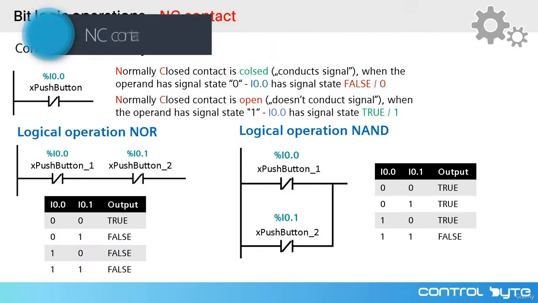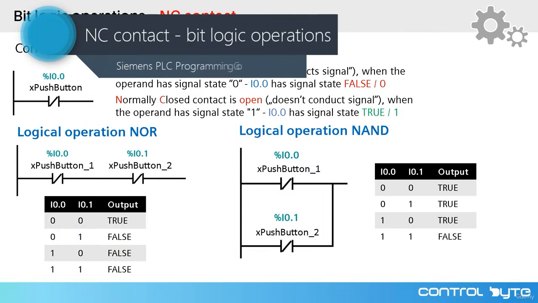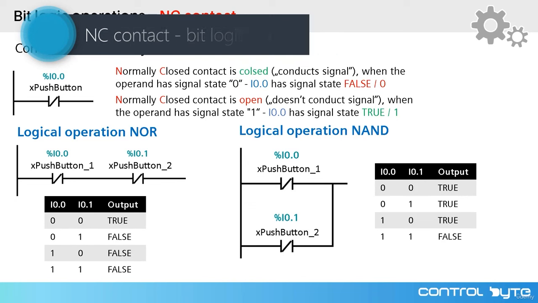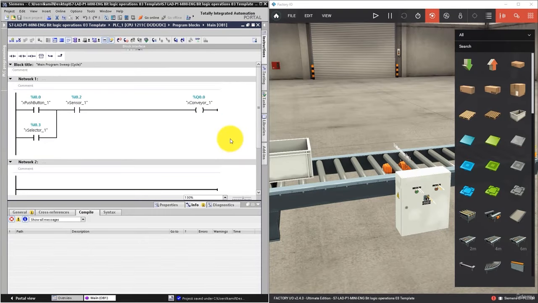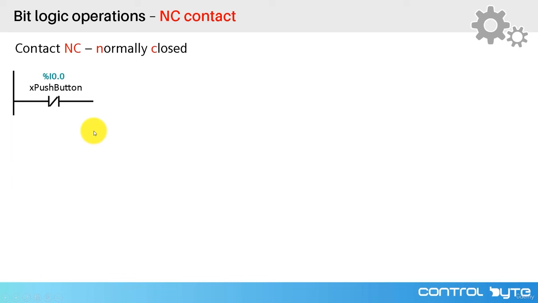Hello and welcome. In this lesson, we will continue working with bit logic operations. I will show you how to use normally closed contacts in your ladder diagram. In this lesson, I will continue working on the same project from the previous lesson. If you want to synchronize your project with mine, you can download template, which is attached under this video. Okay, let's start with a little bit of theory.